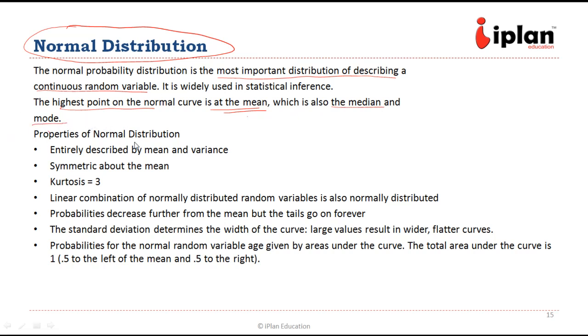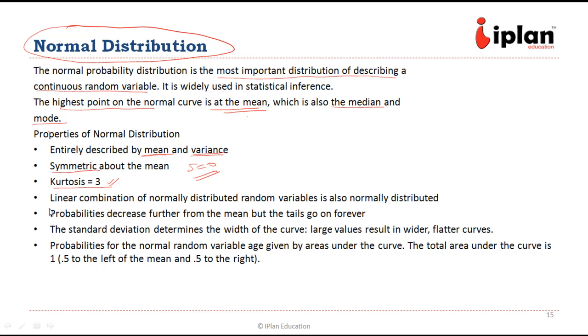It can entirely be described by mean and variance only. We do not need any other parameter. It is symmetric, so the skewness is 0. Kurtosis is 3. There is no excess kurtosis. We also call it mesokurtic.